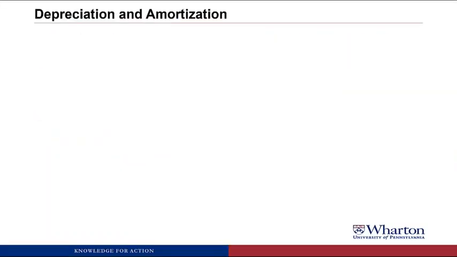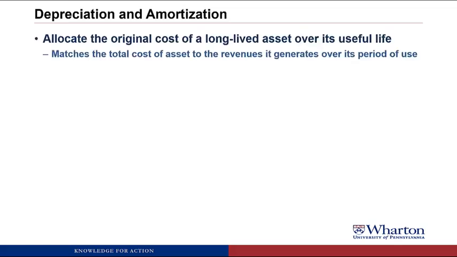Finally, we're going to talk about depreciation and amortization, which are just examples of deferred expenses, but there's a lot more to them, so I wanted to give them their own couple of slides. The goal of depreciation and amortization is to allocate the original cost of a long-lived asset over its useful life. What we want to do is match the total cost of the asset to the revenues it generates over its period of use. If you remember back in the introductory video, we looked at Dave's car transport service. Dave had bought a truck that he intended to use for 48 months. Instead of recognizing the cost of that truck as an expense in the first month, we spread the cost out over 48 months through depreciation to try to match the cost of the truck to the revenue we think it will generate in the future.